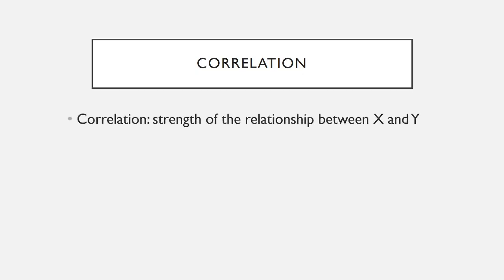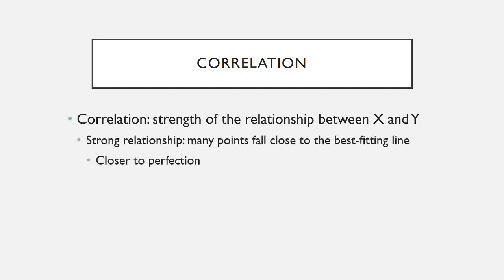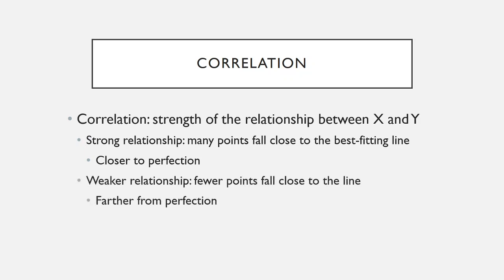So as mentioned in the previous video, correlation, when you're analyzing your correlational research, is about quantifying the strength of the relationship between your two variables. A strong relationship between your variables is going to be when your data points tend to fall closer to that best fitting straight line. The closer all of your data points cling to that best fit line, the closer you are to a perfect correlation.